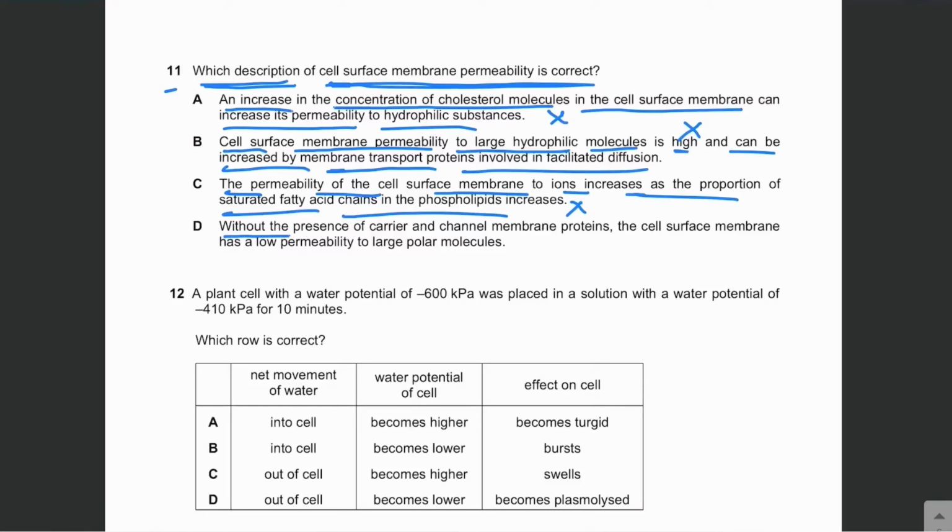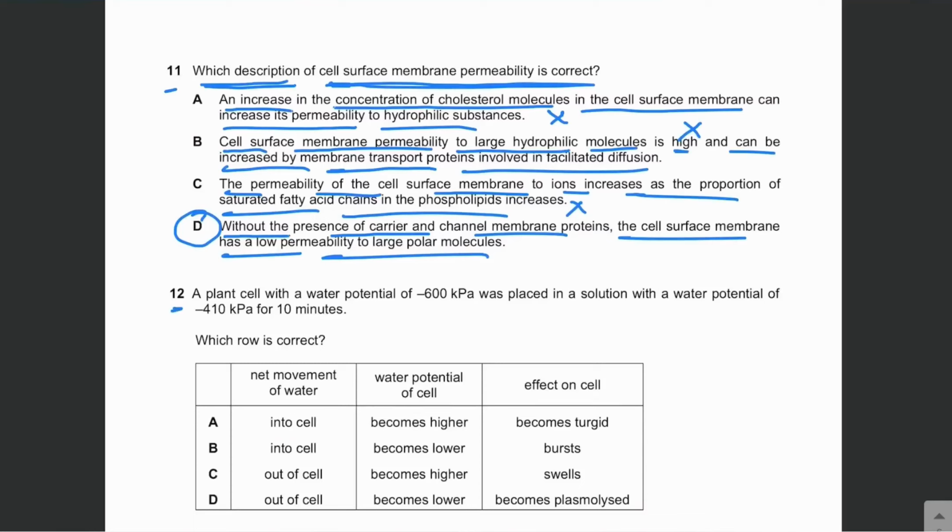Without the presence of carrier and channel proteins, the cell surface membrane has low permeability to large polar molecules. This is true, guys, that without the presence of the transport proteins like carrier proteins and channel proteins, the cell surface membrane is less permeable to large polar molecules.